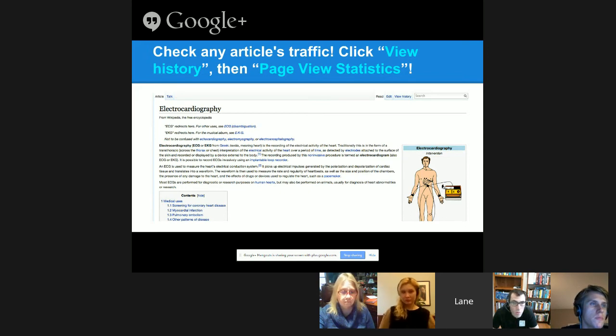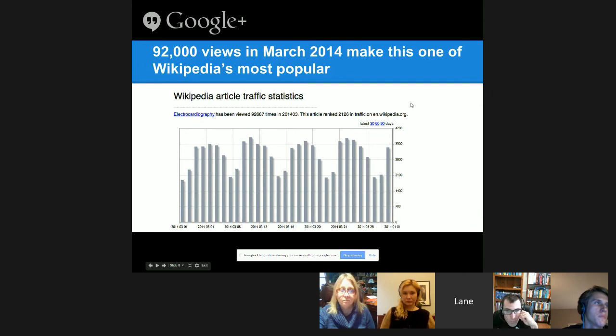So in this example, I've got the Wikipedia article on electrocardiography, EKG, ECG. If one were to click on the View History button, and then there's another set of buttons that come up, click on Page View Statistics, one would see a graph like this. This is the daily traffic in terms of page views to that article. We can see that this article got 90,000 page views in 1 month of this year, and it's ranked very highly as one of the most popular articles on Wikipedia. And in fact, a lot of health articles on Wikipedia are among the most popular articles on Wikipedia. Health is a very important, very popular sector inside Wikipedia.